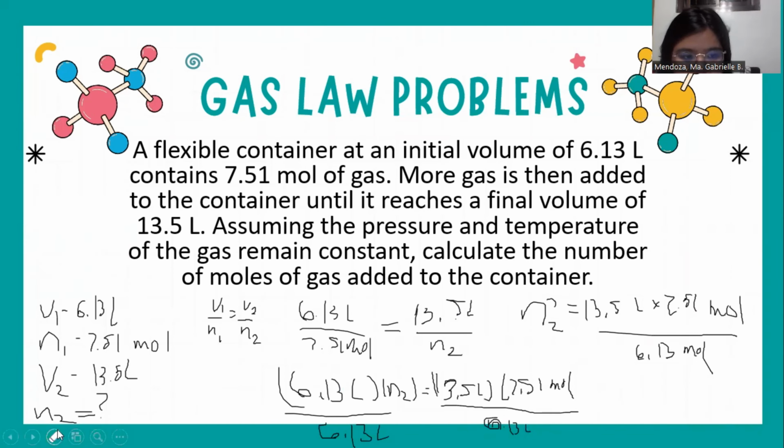Burahin natin. Ayan. So, 3.51 times 7.51 divided by 6.13 moles. So, that should be 16.54. Magra-round off tayo kasi nakalagay sa calculator is 16.539. So, round off to two decimal places, 16.54.